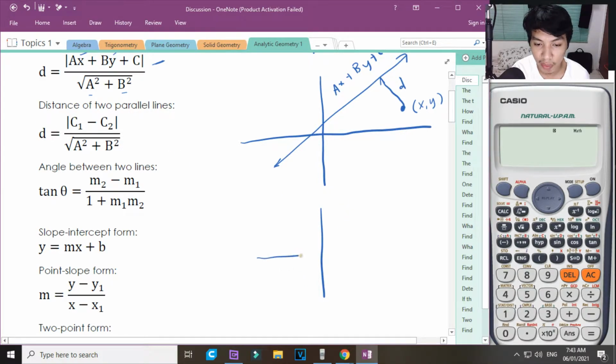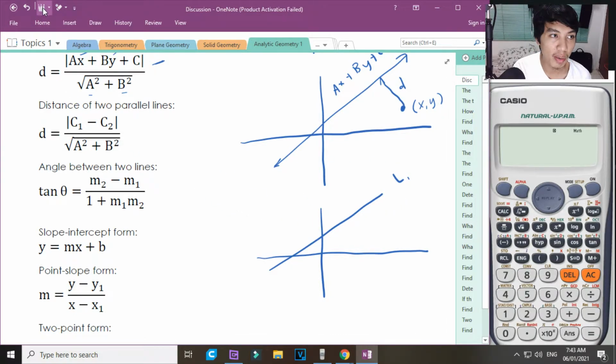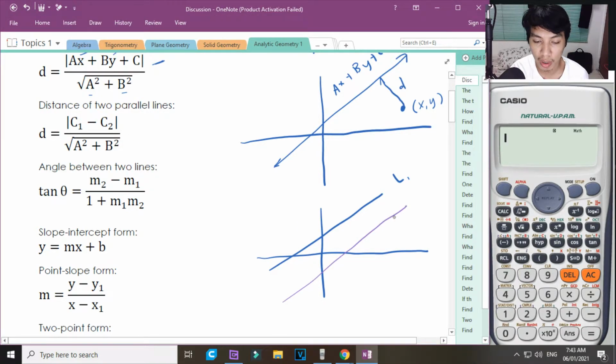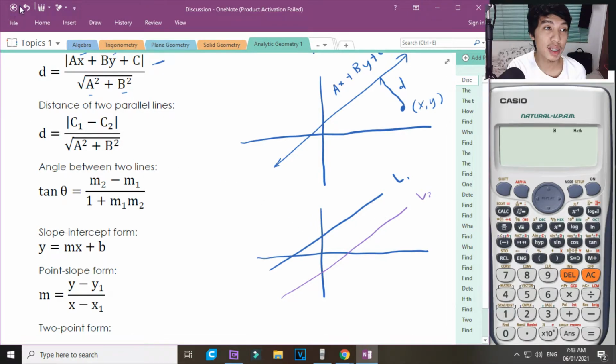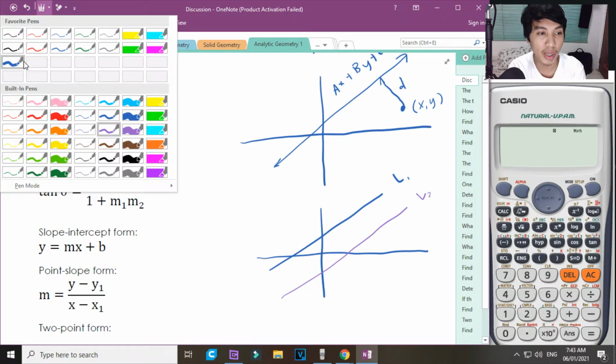Now, you are given a coordinate. Baguhin natin. So, meron kang line 1, okay? And meron kang, baguhin natin tong isa, ibang kulay naman, line 2. Ano ba ang definition ng parallel lines? Now, parallel lines are lines that do not meet and will never touch one another. They're just parallel. The same direction from the start to the end.